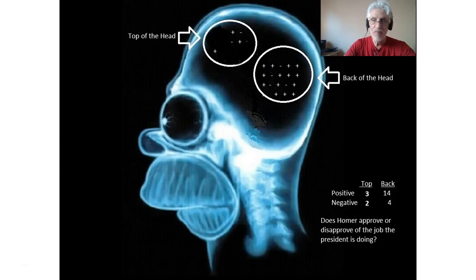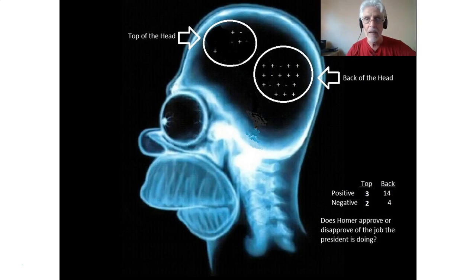In this first visual representation of the memory-based information processing model, you can see I have this X-ray of Homer Simpson's head. And let me describe what you're looking at so I can explain how the memory-based process works.